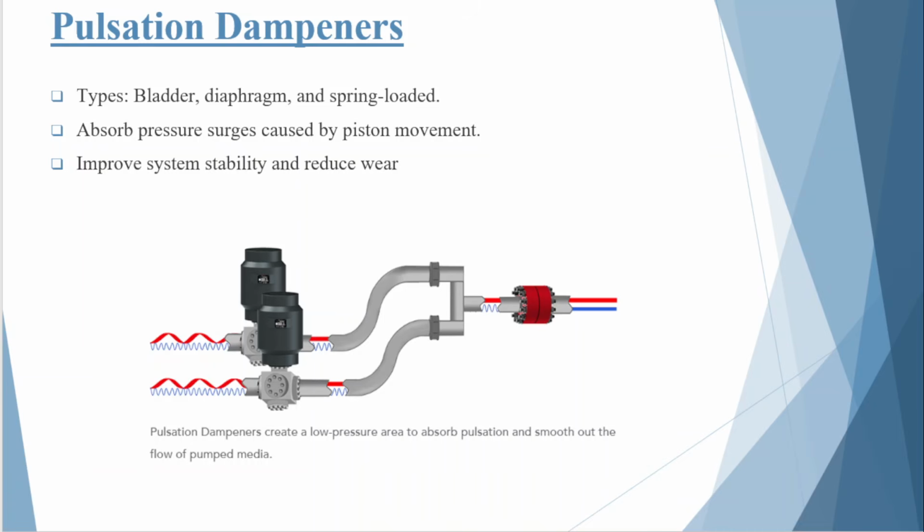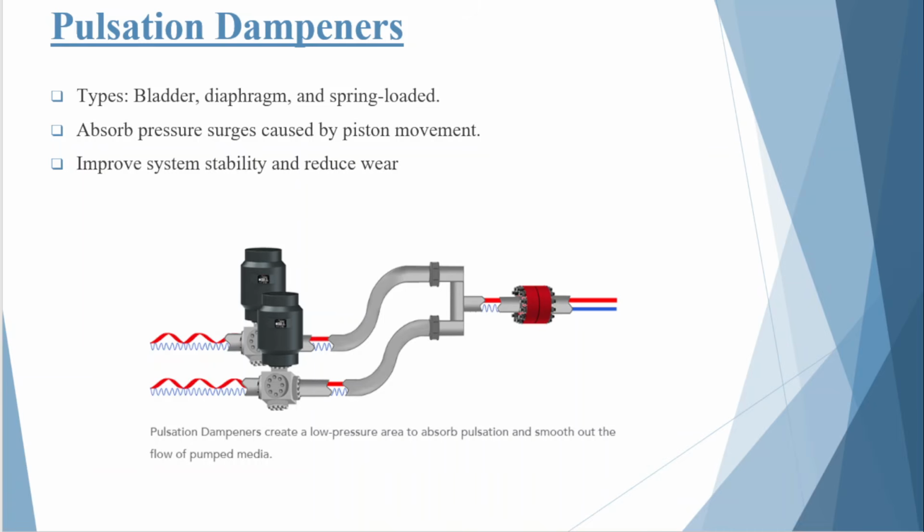The first is the bladder type, where a flexible rubber bladder separates the gas and liquid. The second is the diaphragm type, where a flexible diaphragm performs the same function. The third is the spring-loaded type, which uses mechanical springs instead of compressed gas. Selection depends on the operating pressure, fluid properties, maintenance requirements, and system design.